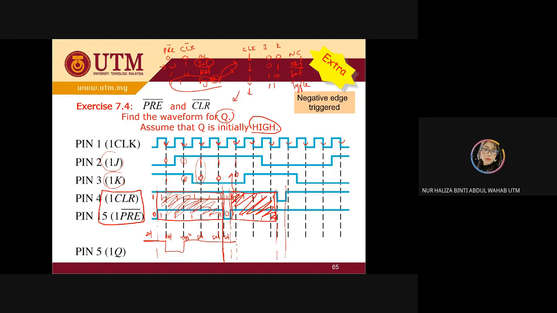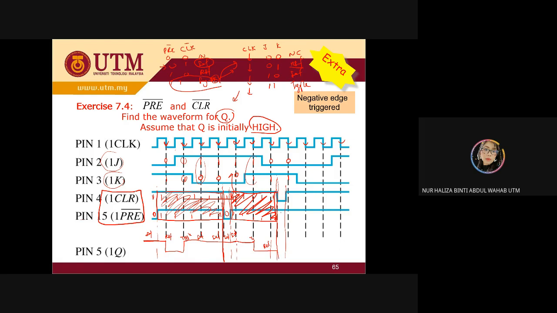This is 1, 0. This is 1, 1. This is 0, 1 and 0, 1. For 1, 0, it's going to be set. So I continue until my next negative clock. It is 1, 1. It will be toggle. Toggle continue until my next negative clock. It will be 0, 1. 0, 1 will be reset. Continue until this only.